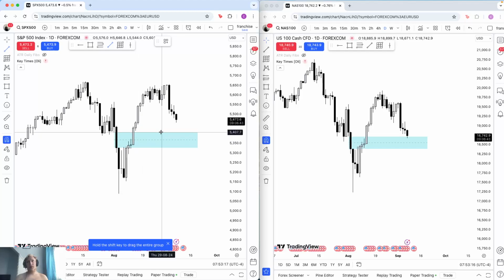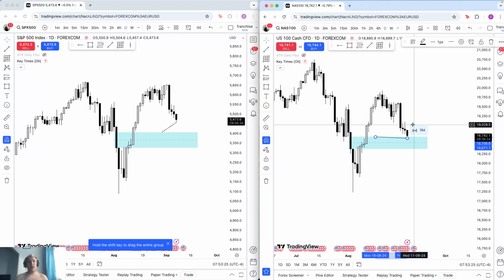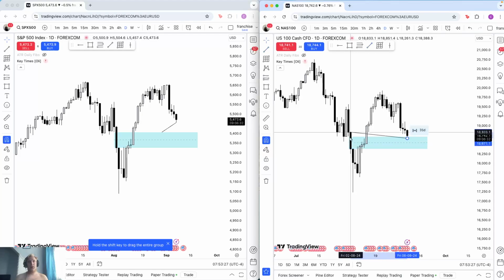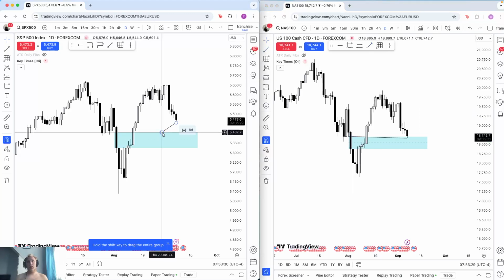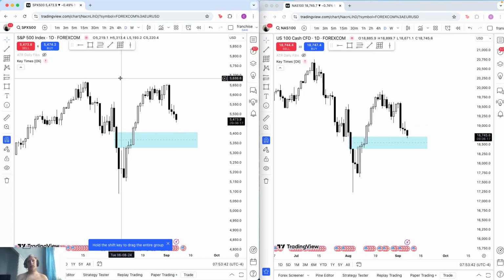I suppose you could kind of mark it like that if you wanted to mark it like that. I don't really know. Something like that. I suppose you could mark it from that to that. But ultimately, NAS was more bearish than ES.